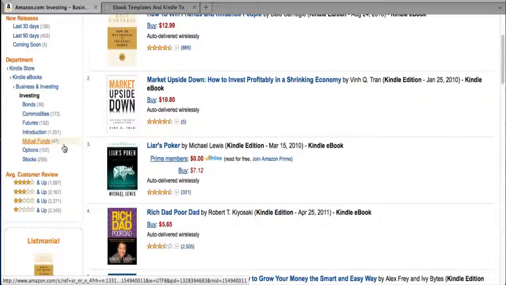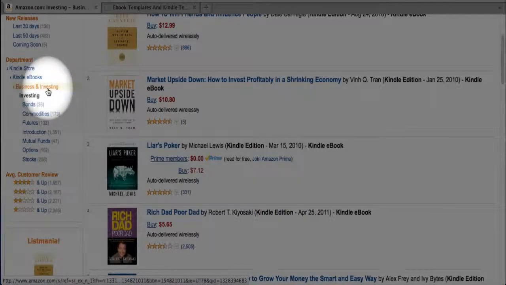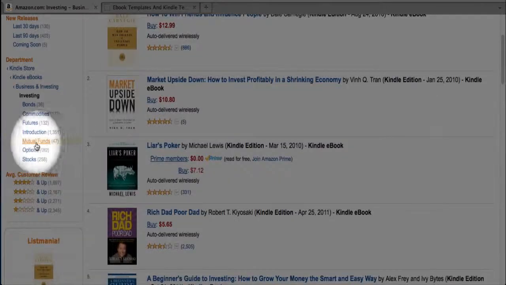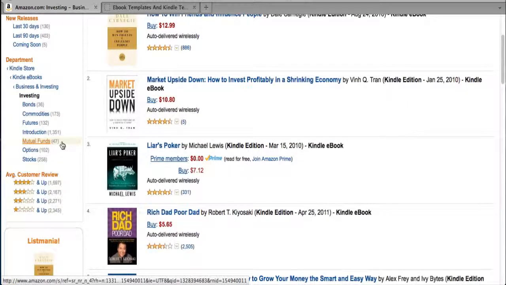So I would cover myself with the big overriding popular category of business and investing, and then I would also choose the most niched category I can with the least amount of competition that fits my book, and I would have the best of both worlds and set myself up for the most success on the Kindle.